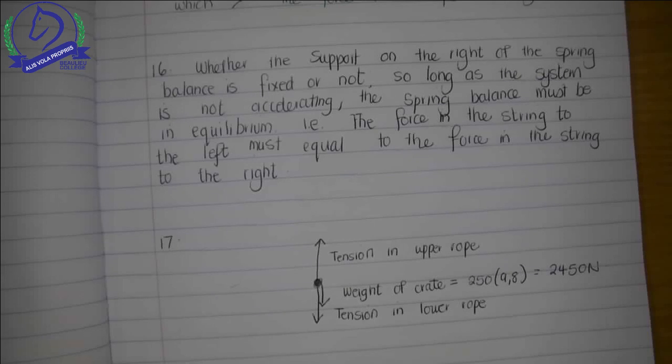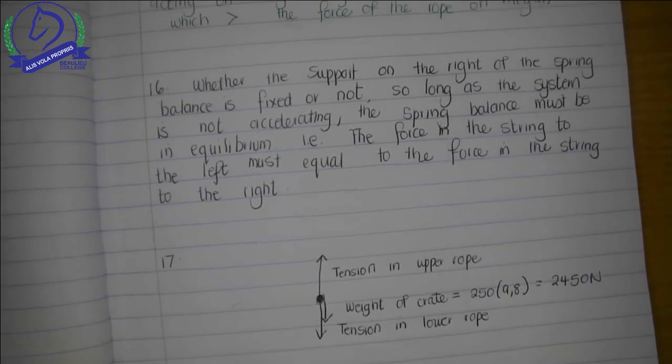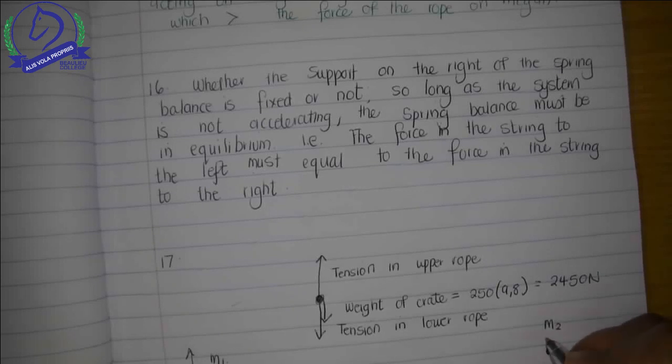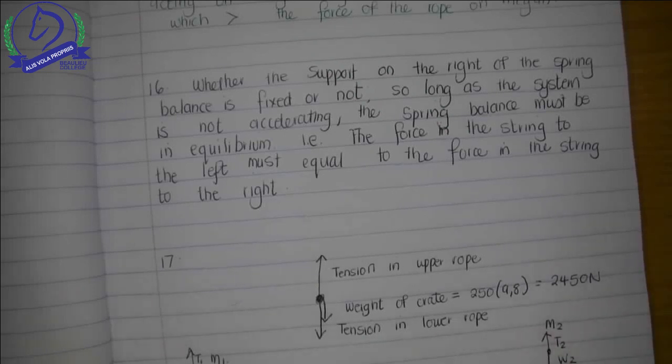The next question is: apply Newton's second law of motion to each crate in turn to determine the tension in the lower rope. So what I would also do is have a free body diagram of M1, and I will also have a free body diagram of M2, which is going to be slightly different. You're going to have your tension 2 here, so let's call that T2, T1, W, T2, and you've got your weight 2 there.